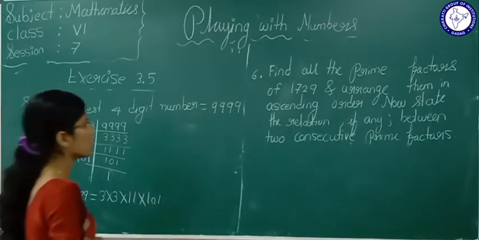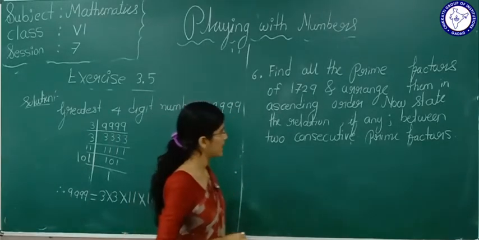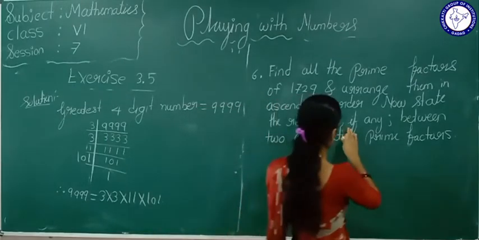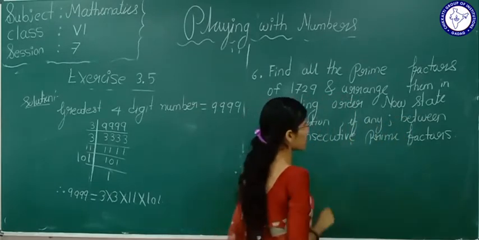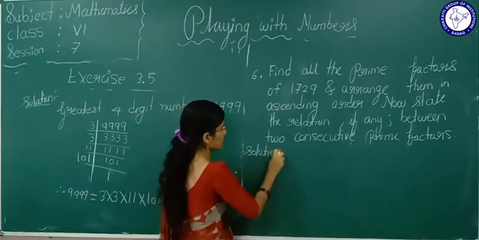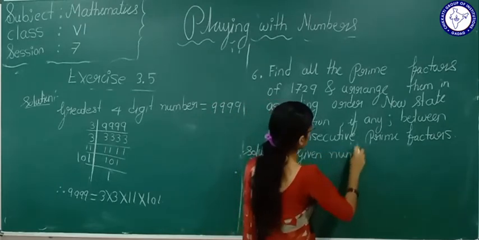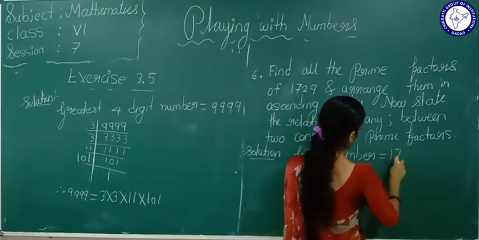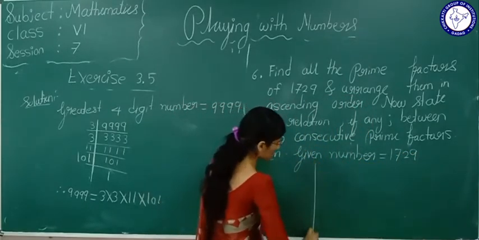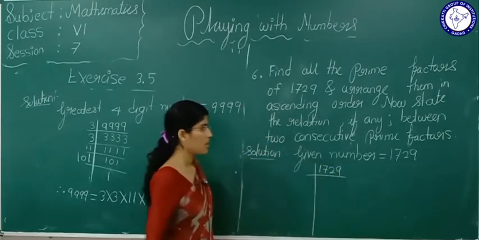Let's see the sixth one. Find all the prime factors of 1729 and arrange them in ascending order. Now state the relation, if any, between two consecutive prime factors. Now see the solution. What is the given number? The given number is equal to 1729. Now we will do the prime factorization of 1729.